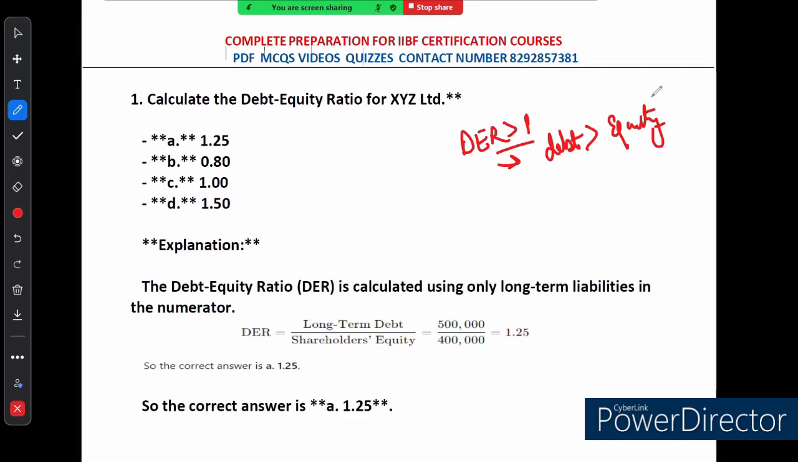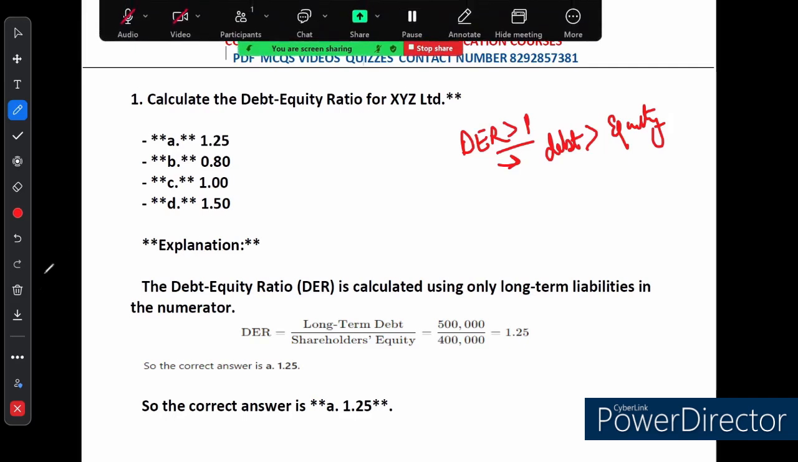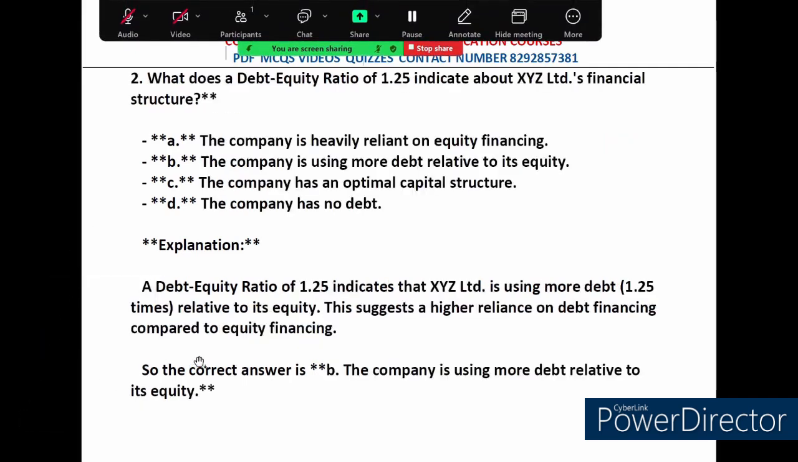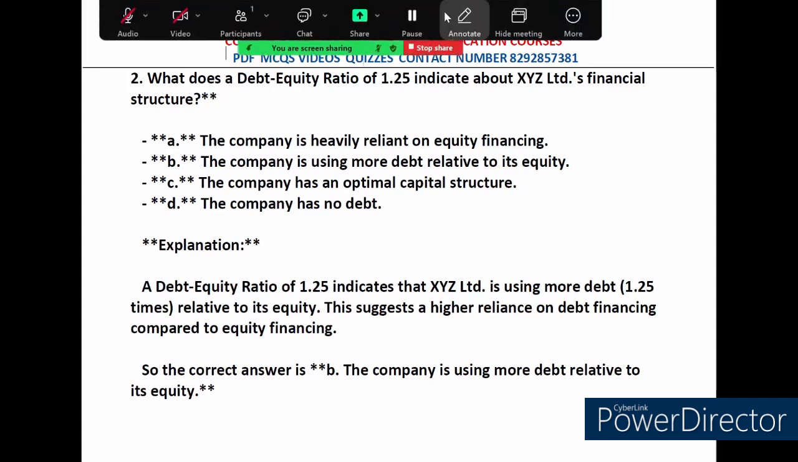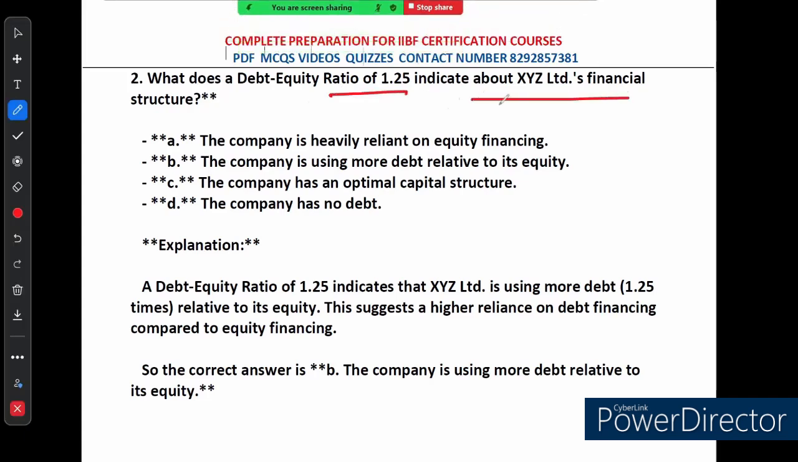So this was about question number 1. The correct answer is 1.25. Now let's move on to question number 2. In this question we are going to interpret the debt equity ratio we calculated earlier for XYZ Limited. So the question is, what does the debt equity ratio of 1.25 indicate about XYZ Limited's financial structure? Earlier we found this answer, 1.25. Now it asks for interpretation.